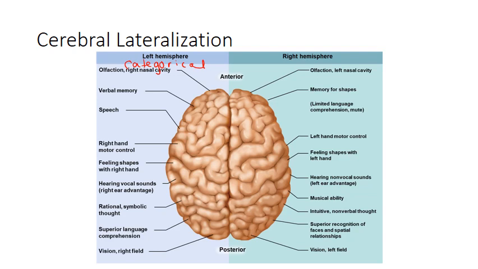It is often going to be involved in spoken and written language, as well as our sequential and analytical reasoning skills. So you can see in this image, it has some things listed as being predominantly managed by the left hemisphere. So olfaction of the right nasal cavity, verbal memory, speech, right hand motor coordination, feeling shapes with the right hand, hearing vocal sounds with the right ear, rational or symbolic thought, superior language comprehension, and vision for the right field.